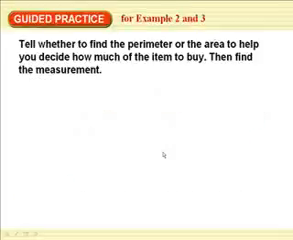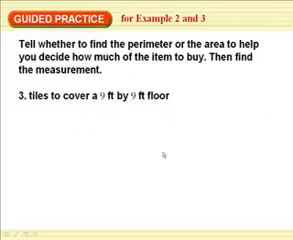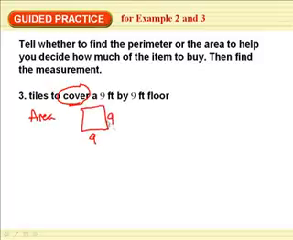It says, tell whether to find the perimeter or the area to help you decide how much of an item to buy, then find the measurement. Remember, area covers stuff, perimeter surrounds things. So number 3, tiles to cover a 9-foot by 9-foot floor. So there's the keyword cover, which tells us we are going to find the area. And if it's a 9-foot by 9-foot, that's a square. So we know it's just side times side, which is s squared, which would be 9 times 9, which is 81.